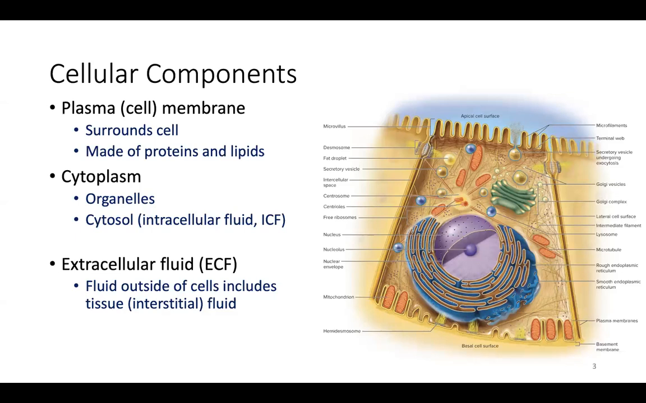I'll cover most of the info about the plasma membrane a little bit today, and then we'll finish it on Friday. It surrounds the cell, it's made of proteins and lipids. I'll talk about that in just a minute. And then you have the cytoplasm, which is kind of everything inside the cell. That includes the cytosol, or the intracellular fluid.